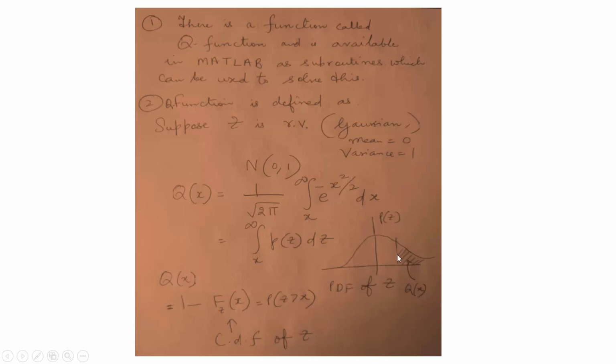And what is the Q function? The Q function is the area under the curve beyond this point x. So Q of x is equal to the integral going from x to infinity of pz dz. In other words, we can also express the Q function in terms of the left side of this point x, which is actually the cumulative distribution function. So Q of x will be equal to 1 minus F subscript z of x, the cumulative distribution function of z, and we can express it as the probability z greater than x. The probability z greater than x means the area under this curve is actually Q of x.